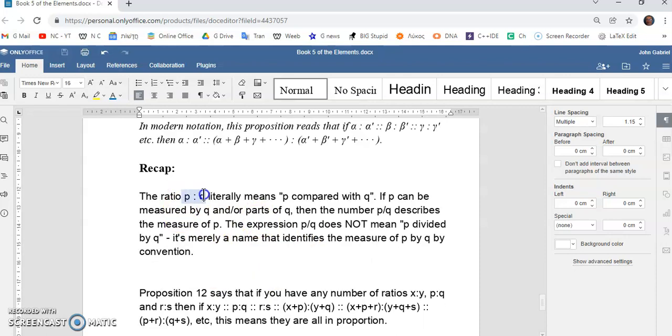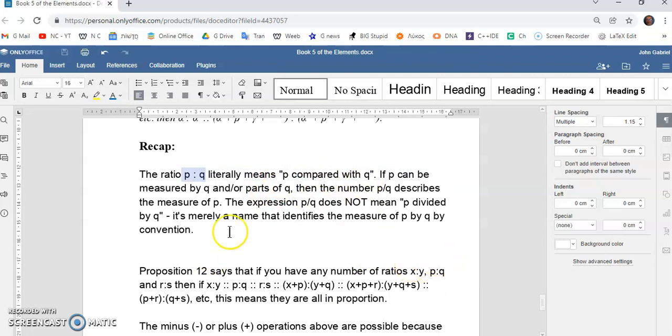The ratio P colon Q literally means P compared with Q. So if P can be measured by Q and or parts of Q, then the number P over Q, not P divided by Q, P over Q, describes the measure of P, the antecedent of this ratio. As we've seen, it's been established by convention in the previous propositions. So the expression P over Q does not mean P divided by Q. It is merely a name that identifies the measure of P by Q.